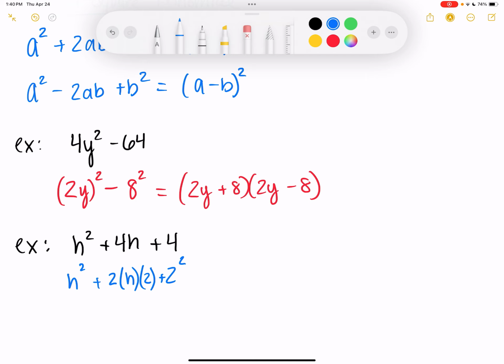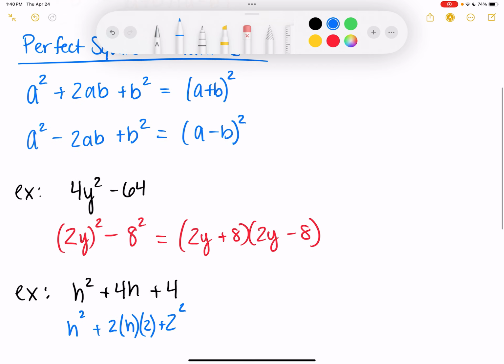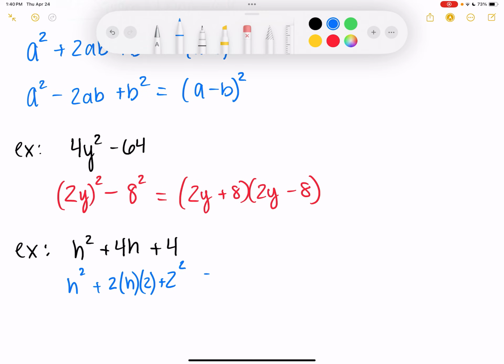So when this happens, this middle sign is positive, so that means that it's going to be the positive situation. So I do the first term, which is h, same sign, plus, and then the last term, what's being squared is 2, so h plus 2, and then that whole thing gets squared.